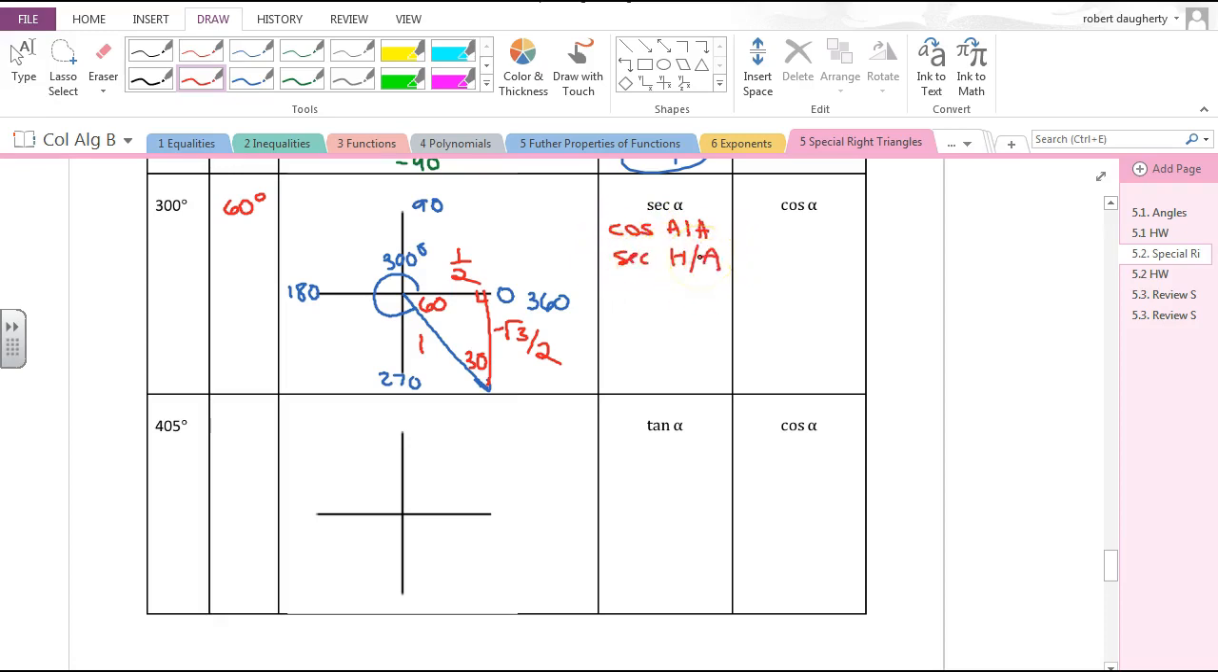Hypotenuse over adjacent. So my central angle is always this angle right here. If you go and start to use this angle, you're going to get wrong answers. It's always the angle that touches the x-axis. So what's the hypotenuse? Hypotenuse is 1. What's adjacent to that 60? 1/2. So what's 1 over 1/2? That's 1 times 2 over 1, which is 2.